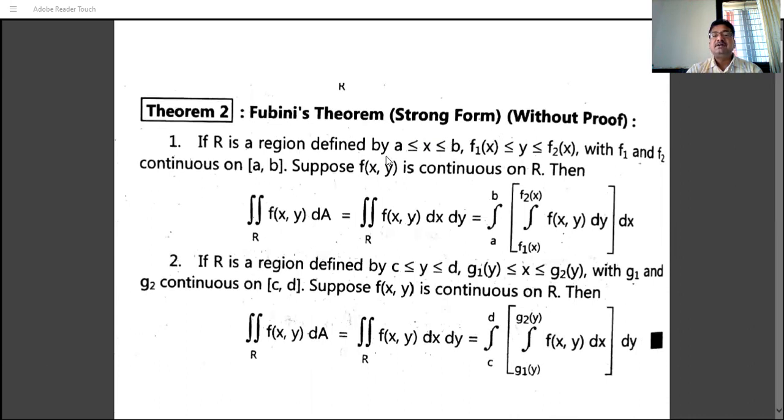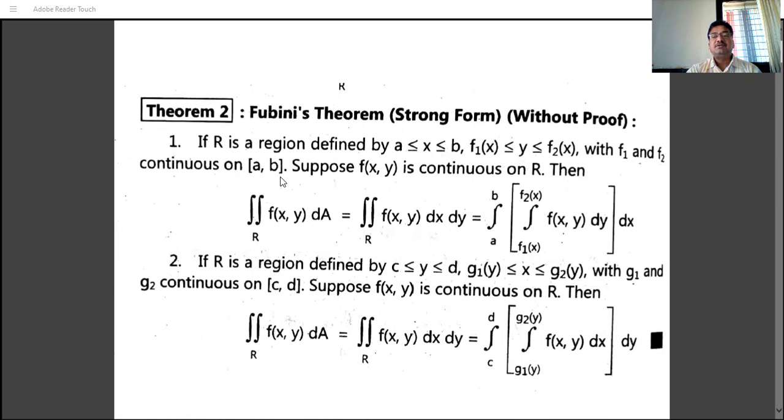So R is the region defined by a is less than or equal to x is less than or equal to b, and y is less than or equal to f2(x) and greater than or equal to f1(x). That is, the limits of y are functions of x, not constants.